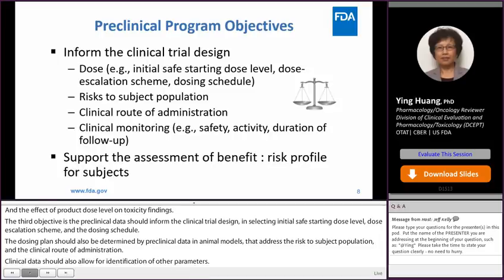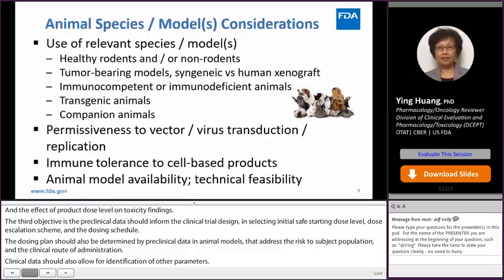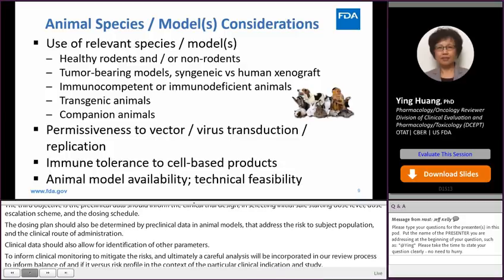Ultimately, a careful analysis will be incorporated in our review process to inform a balance of benefit versus risk profile in the context of the particular clinical indication under study. This slide provides considerations for selection of animal species models.